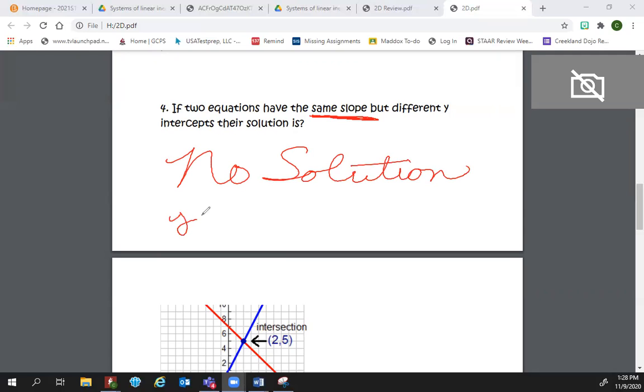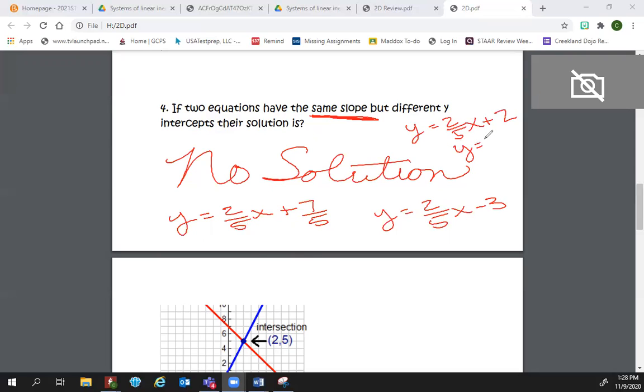So if I had y equals 2/5 x plus 7/5 like I did in the other problem, and y equals 2/5 x minus 3, this would be no solution. But if I had y equals 2/5 x plus 2 and y equals 2/5 x plus 2, if it's the same exact, what does that mean? Infinitely many solutions, right? Because it's the same line. Good job.